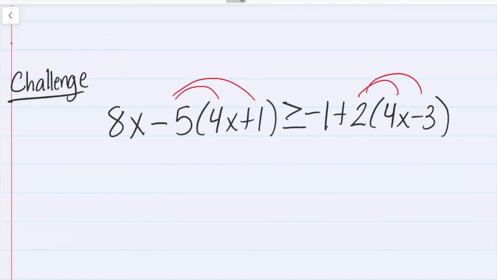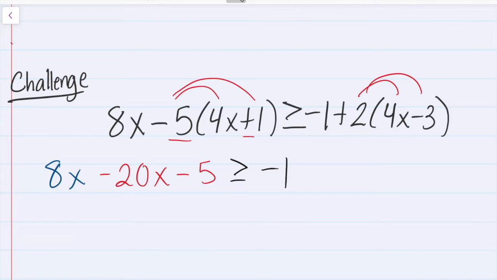So I'm going to just bring down the 8x because that's not changing. But guys, what's -5 times 4x? That'll be -20x. What's -5 times 1? That'll be -5. And let's bring everything down. That's a same symbol. That's a -1. Now, we're distributing the +2. What's 2 times 4x? That'll be +8x. And what's +2 times -3? That will be a -6.